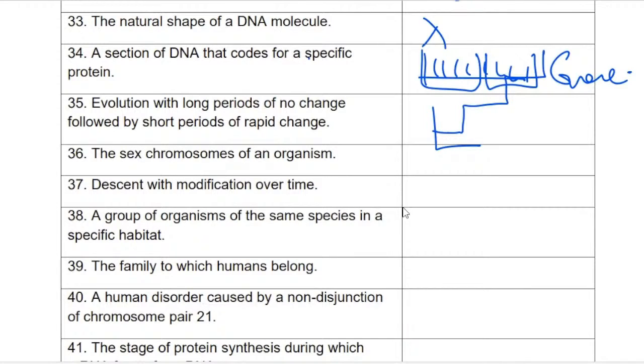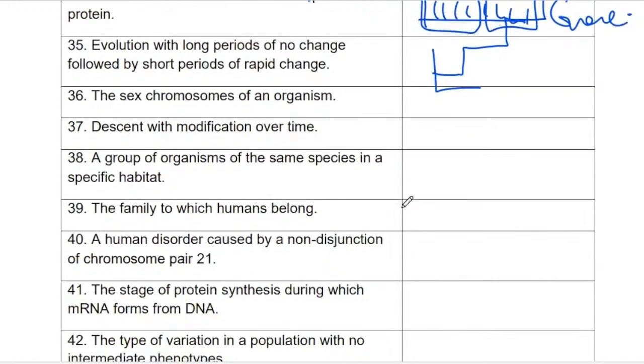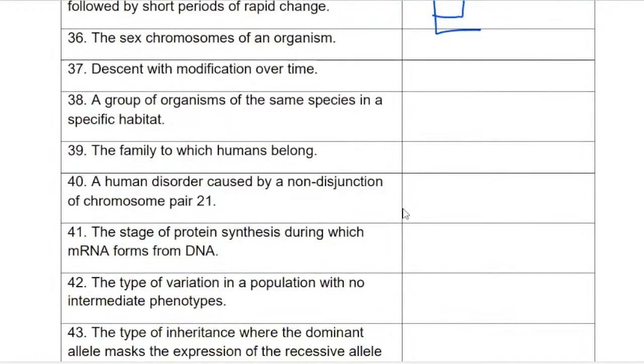The descent with modification. How do you call descent with modification? Let me see in the comment below. I want to know number 37. I want to know this answer. Please put it in the comment. Just write 37 and then you put the answer there. I want to see if you're going to get it correct.